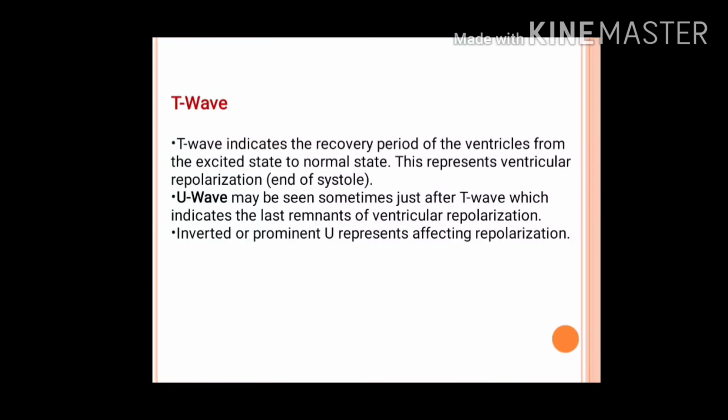Next, we have the T wave. The T wave indicates the recovery period of the ventricles from the excited state to the normal state. So in the QRS complex, the ventricular contraction has taken place and the ventricle has done its work. That means the pumping of blood has taken place now. At this time, the atria are in diastole. That means they were in their relaxed stage when ventricular contraction was taking place.